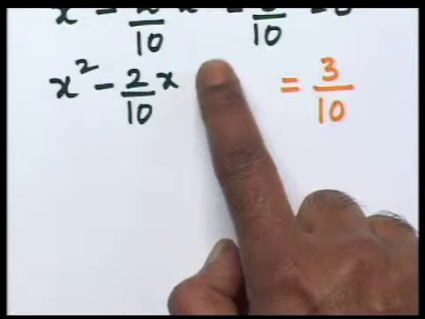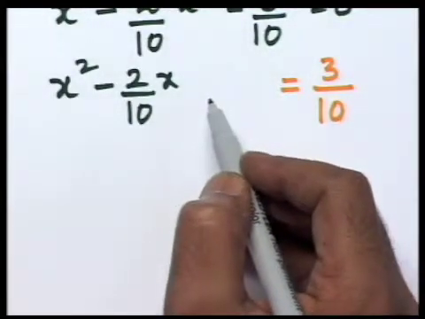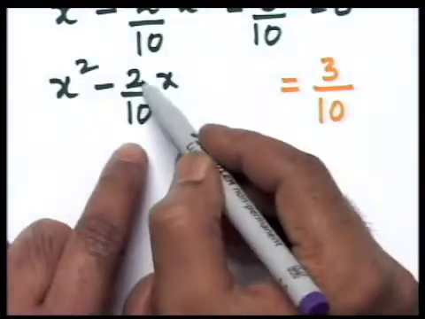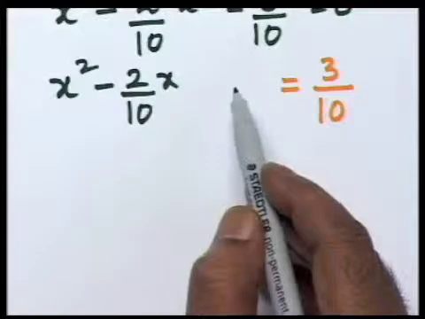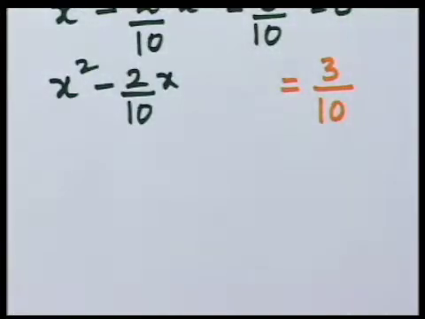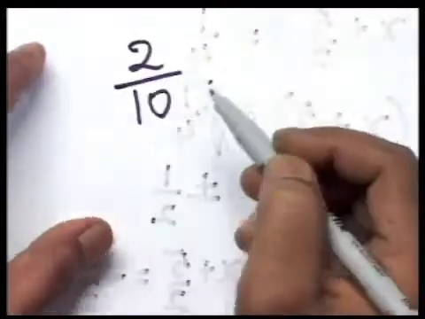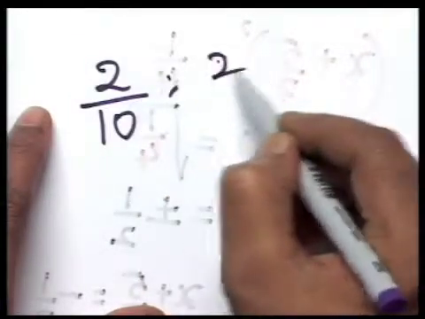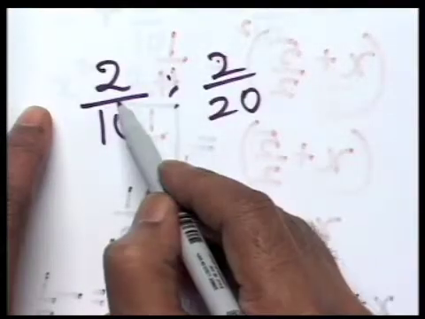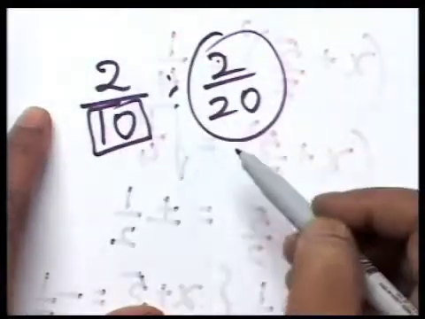We add or we introduce a number. Now what is that number? The method is still the same. We half the coefficient of x and we square it. That's what we add on both sides. Now what is half of 2 tenths? Okay, we got 2 over 10. Now half of 2 over 10 is nothing but 2 over 20. Simply double this number there, that will be half of this fraction.